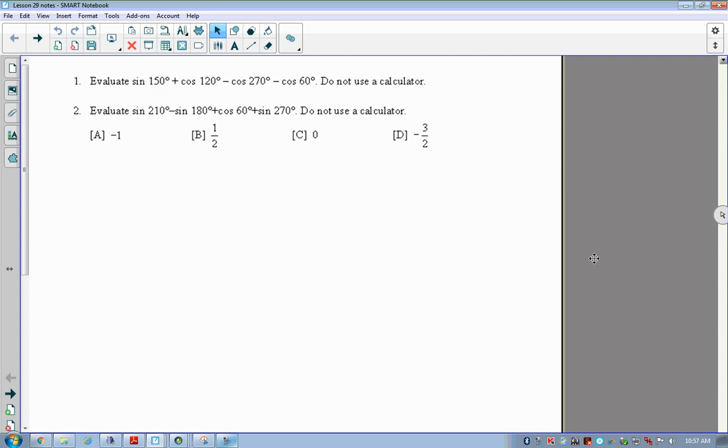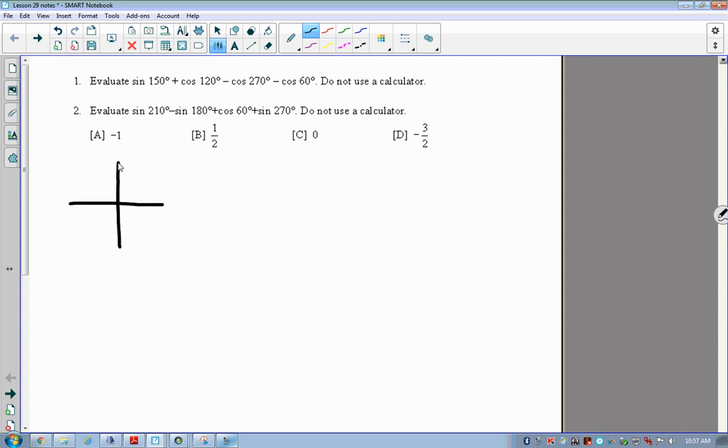A lot of this, yes, your calculator can do some of these, but anytime we end up with a radical answer, it's not going to convert that to a radical form for me. So we've got to be able to do this. If we're looking at question number 1, let's go ahead and do it right here. Okay, so sine of 150 degrees.